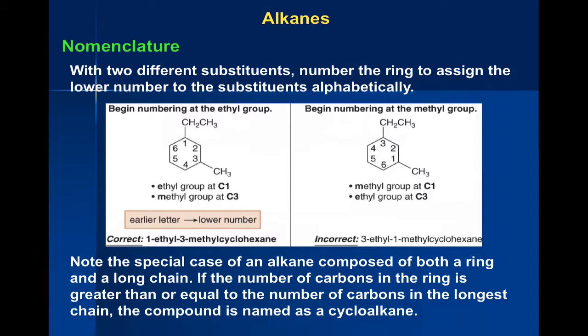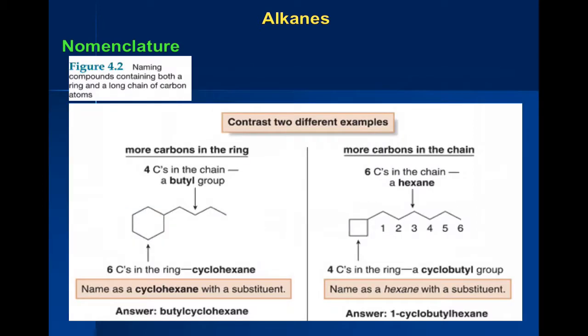Now, you can have a situation where you have long chains and you have to decide what's the parent. It depends on which is longest. If you look at the example on the left, you'll notice we have 6 carbons in the ring, 4 carbons in the chain. 6 is greater than 4, so 6 becomes the parent. So it's going to be a cyclohexane molecule. And so this is a butyl group, and so we would say butyl cyclohexane.